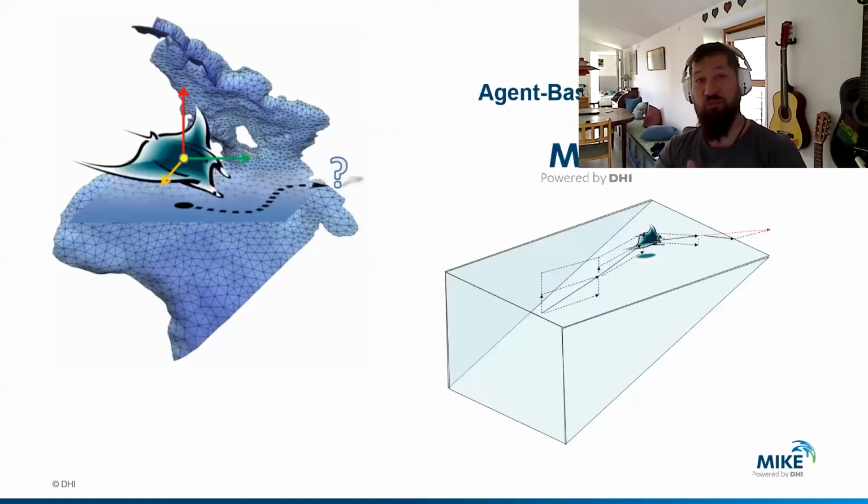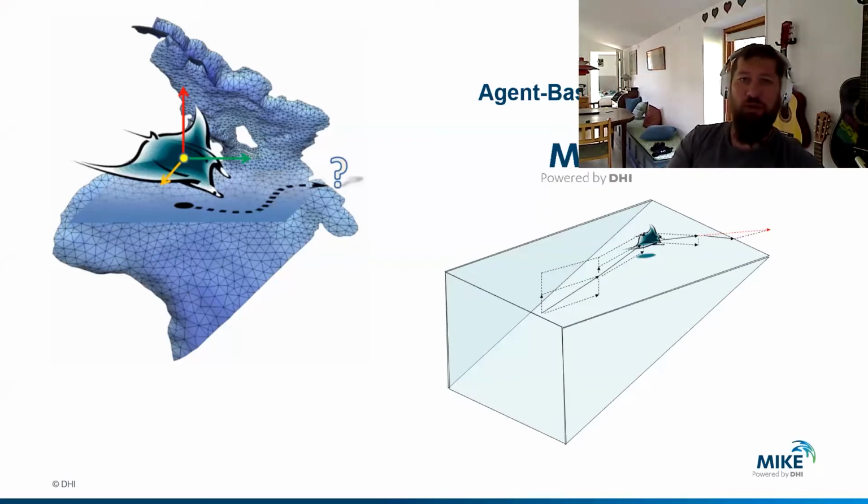We're not going to talk about movies, of course. We're going to talk mainly about agent-based models in the MIKE software that we use here in DHI to make our models.